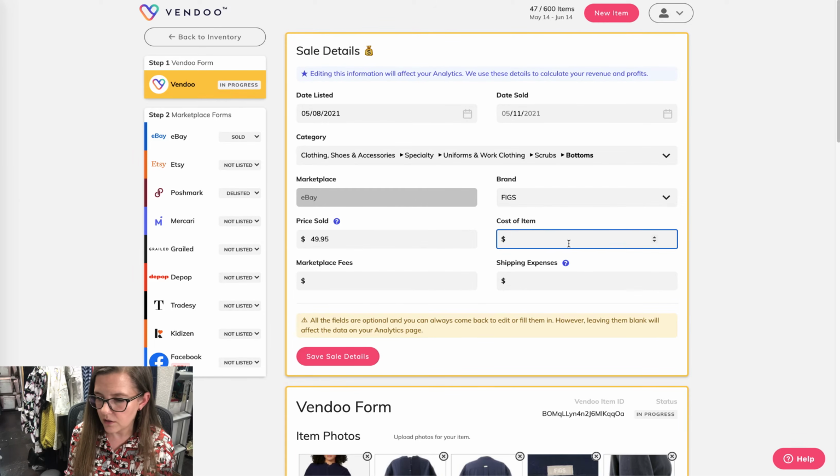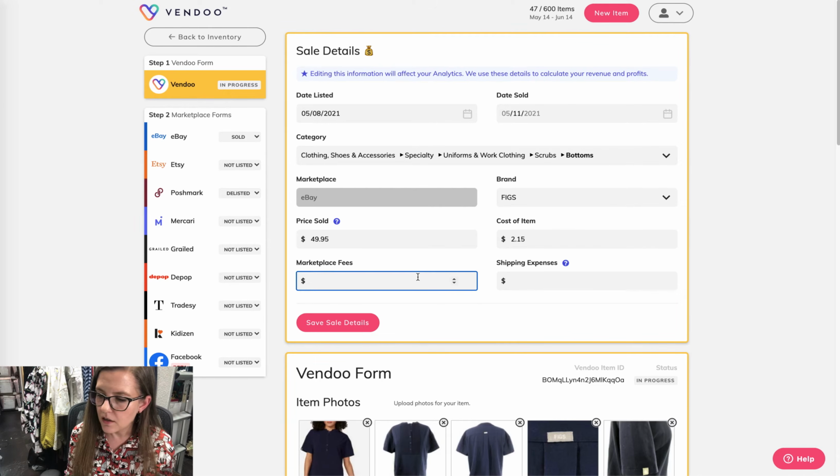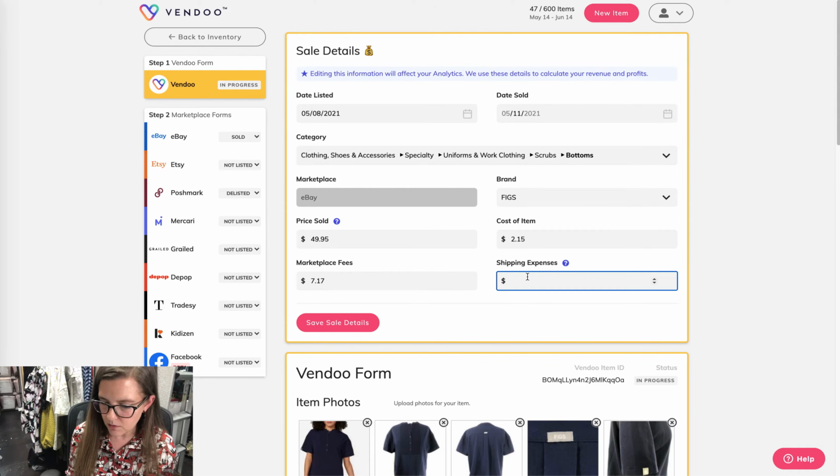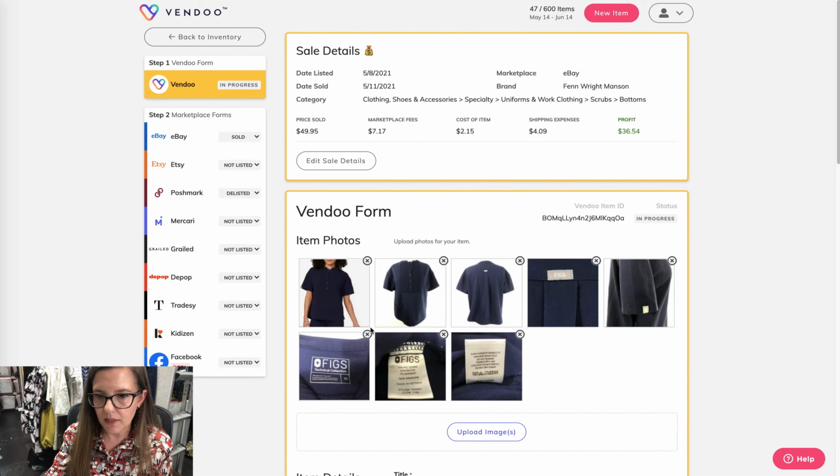I guess it's true. Cost of the item was $2.15, including tax. Marketplace fees were $7.17, and our shipping expense was $4.09. This was on eBay. We made 36 bucks off one shirt. All Figs doesn't do this well. This was a pin tuck detailed shirt.